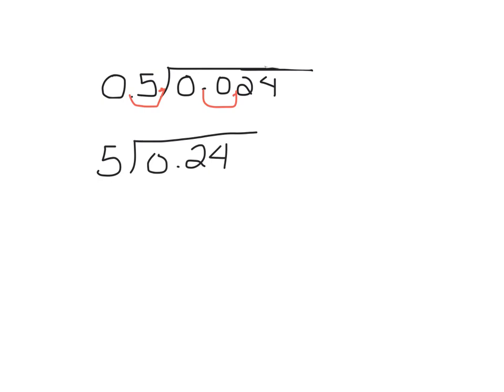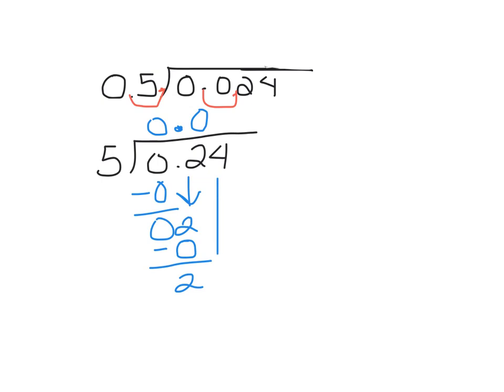So now I have 5 goes into 0 times. Oh, I forgot. My first step is to put my decimal up there. 5 goes into 0 times, and then I subtract, and I bring down the 2. Okay, and then 5 does not go into 2, so I put a 0. 5 times 0 is 0, and I subtract, and then I bring down the 4.